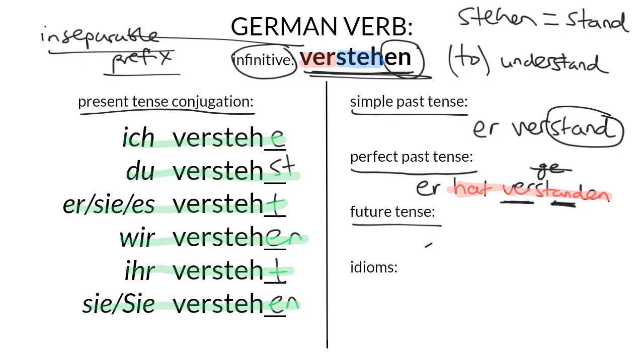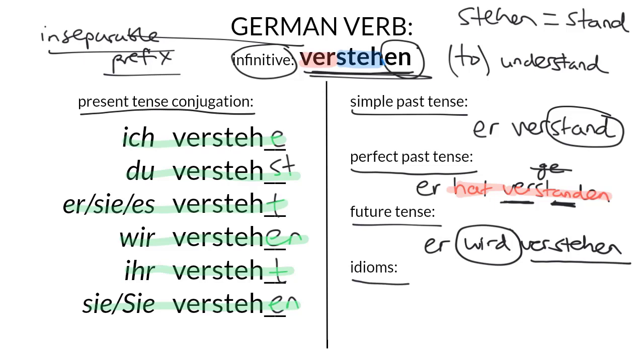The future tense, wird verstehen. No tricks here, just using the verb werden in its correctly conjugated form and then verstehen in its infinitive form at the end of the sentence.